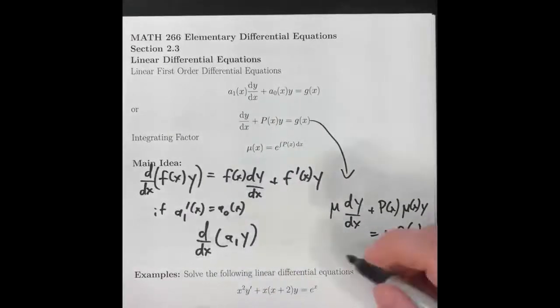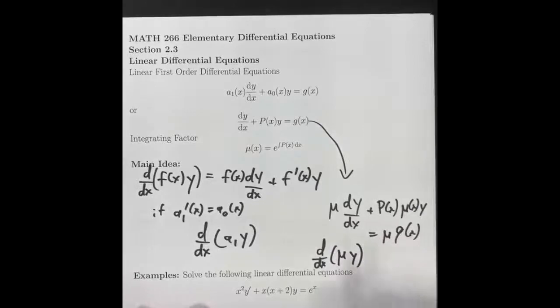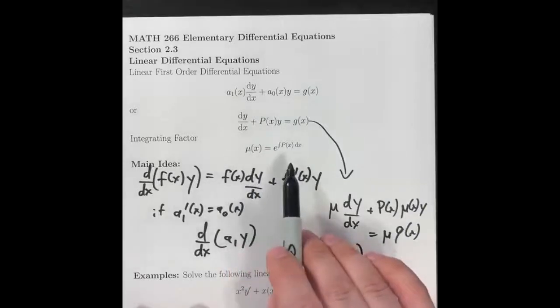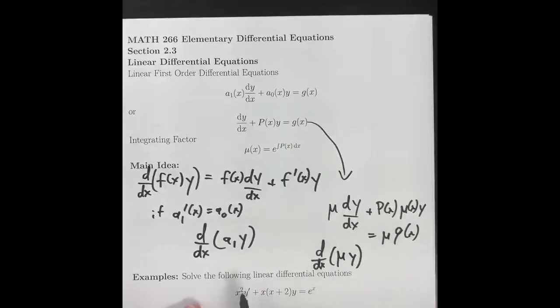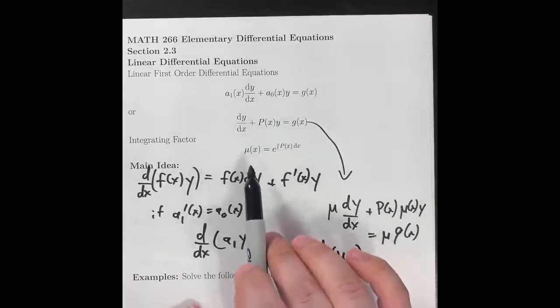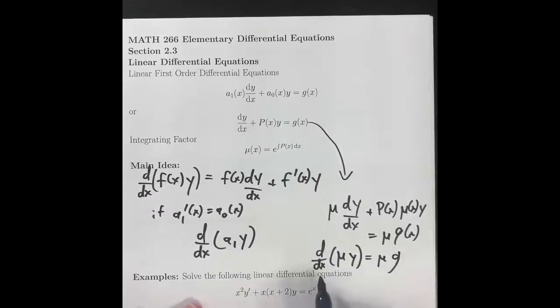And that means we could rewrite this as the derivative with respect to x of mu times y, because the derivative of mu is p times mu. That's just how we created this integrating factor. You could check that if you wanted. And so when we're trying to solve first order linear differential equations, it basically comes down to finding this integrating factor mu, and then we can rewrite the equation like this: d dx of mu y equals mu times g. Once it's in here, you can integrate both sides to cancel out this derivative, and then divide by mu to solve for y.